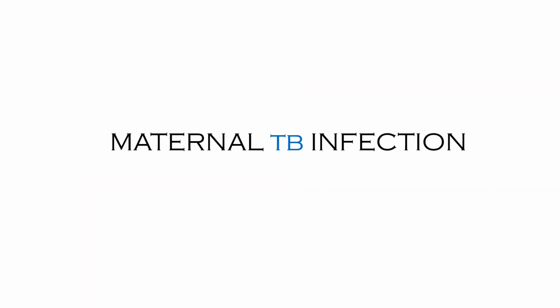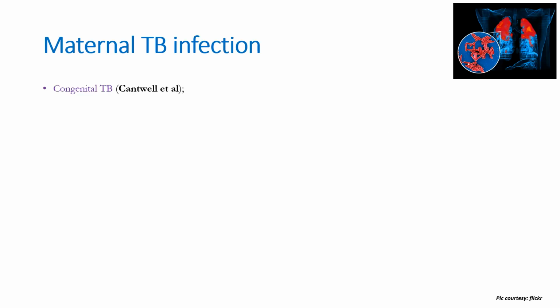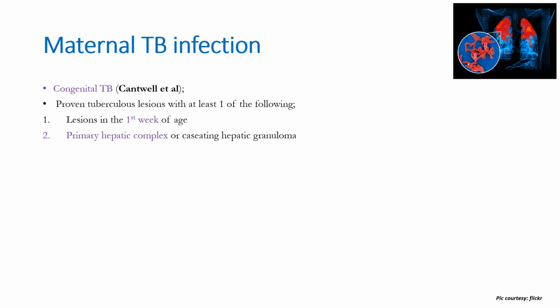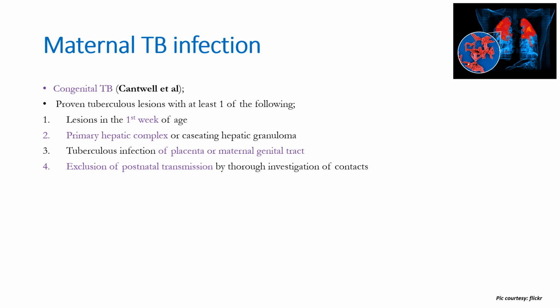So finally, talking about a very commonly encountered situation, maternal tuberculosis infection, especially in developing countries like India. Maternal tuberculosis infection poses a risk of congenital tuberculosis in the baby, which has been defined by Cantwell et al. The following set of criteria have been given. The child should have proven tuberculous lesions with at least one of the following four: lesions in the first week of age, primary hepatic complex or caseating hepatic granuloma, tuberculosis infection of placenta or maternal genital tract, and exclusion of postnatal transmission by thorough investigation of close contacts of the baby.